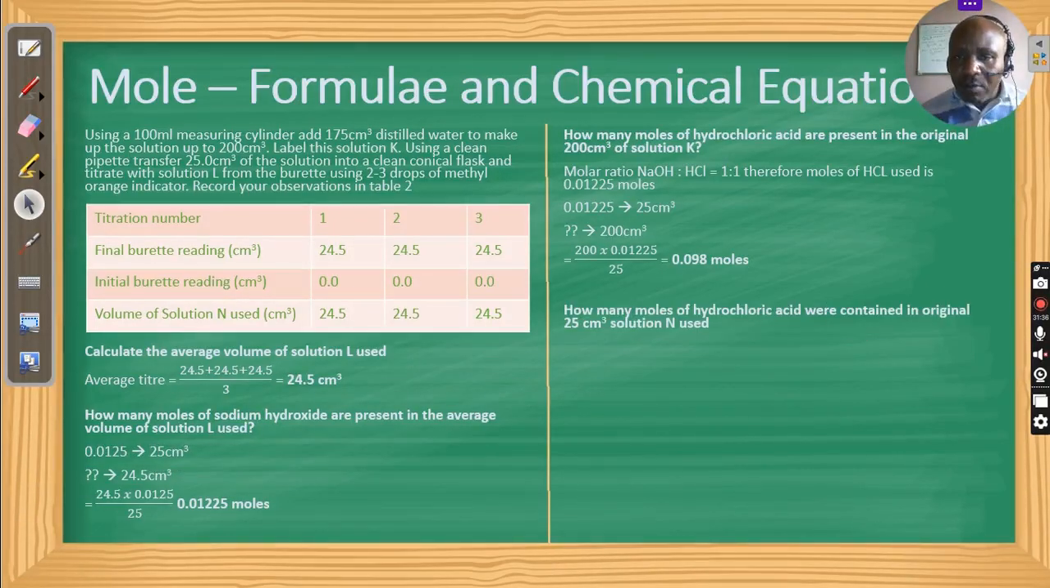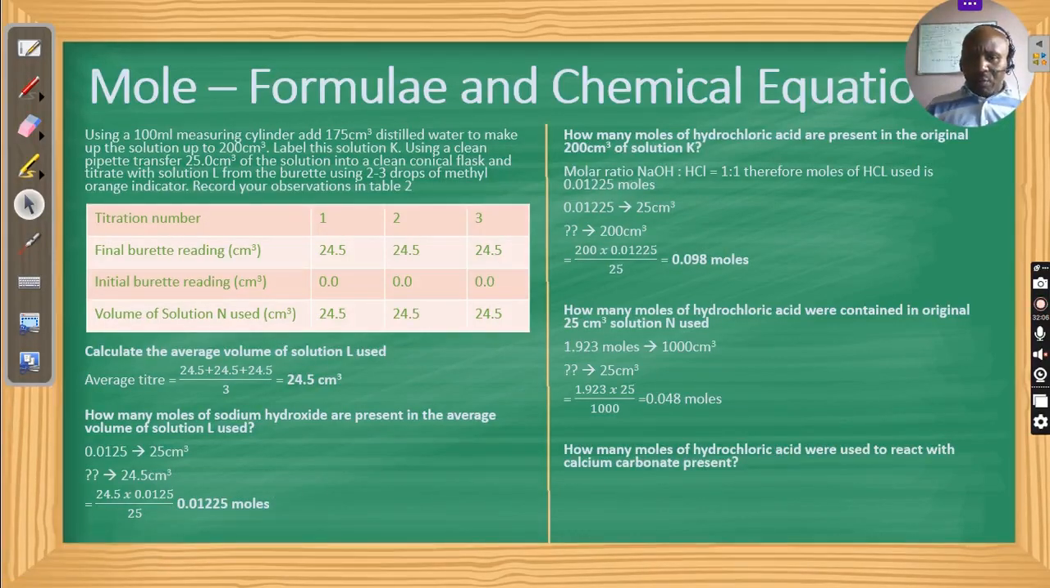0.098 moles. Then how many moles of hydrochloric acid were contained in the original 25 cm³ solution? Remember 1.923 we had solved to be the molarity of hydrochloric acid. So 1.923 moles is in 1000 cm³. What about 25 cm³? Once you do your cross multiplication, you will find that the number of moles present in the 25 cm³ was 0.048 moles.